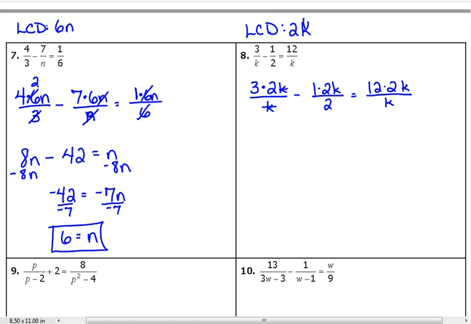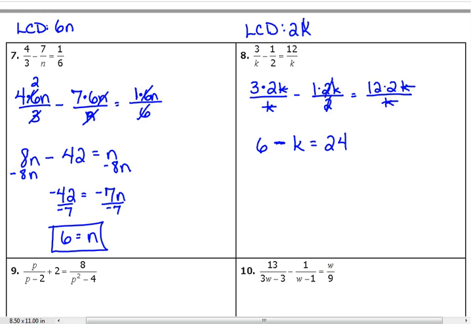So here we can cancel the k's in the first one. So 3 times 2 is 6. Minus, don't lose those pluses and minuses. In the second one, the 2's cancel. So we've got 1 times k, which is k, is equal to, and the last one, the k's cancel. So we've got 12 times 2, which is 24.